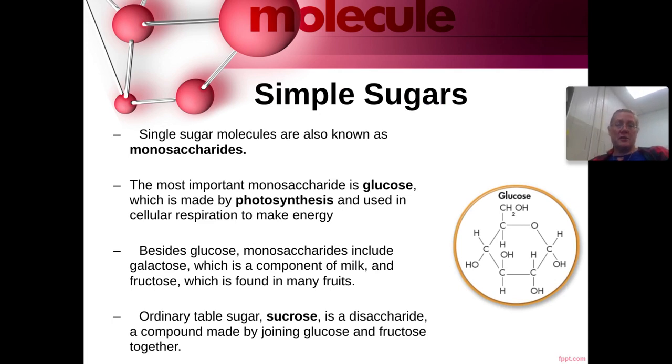A single sugar molecule is called a monosaccharide, mono meaning one. The most important monosaccharide is glucose, which is made during photosynthesis and is used in cellular respiration to make energy. Besides glucose, monosaccharides also include galactose, which is a component of your milk, and fructose, which is found in many fruits. Ordinary table sugar is sucrose, and that is a disaccharide. It is a compound made by joining glucose and fructose together.